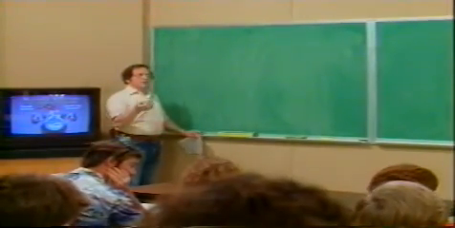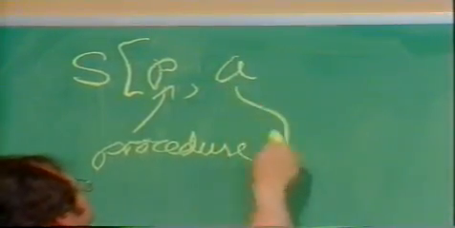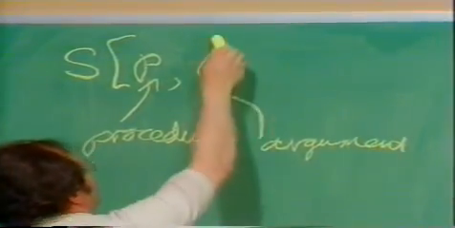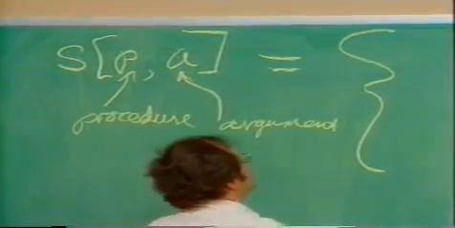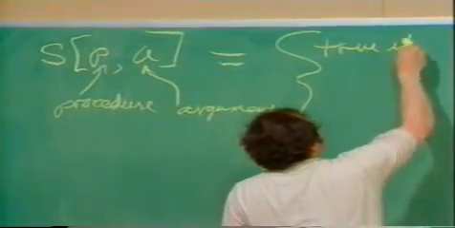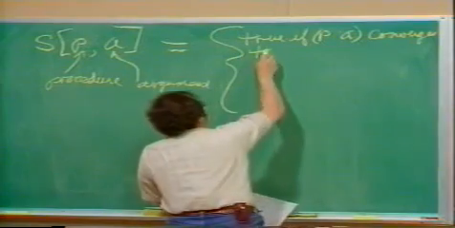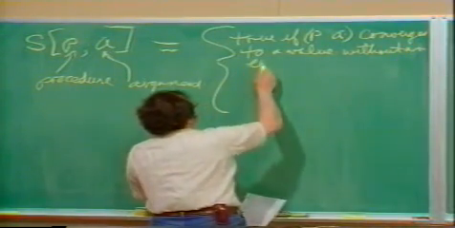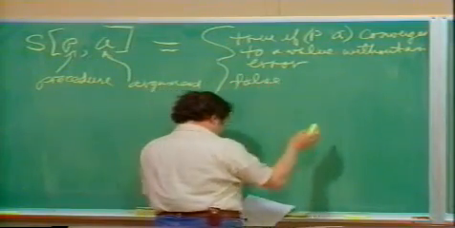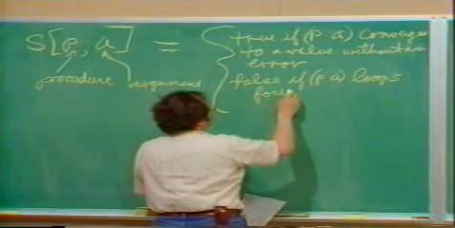Let's imagine that we just had a mathematical function before we start, and there is one called S, which takes a procedure P and its argument A, and what S does is it determines whether or not it's safe to run P on A. And what I mean by that is this. It's true if P applied to A will converge to a value without an error. And it's false if P of A loops forever or makes an error.